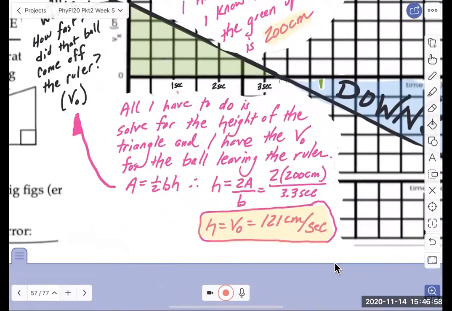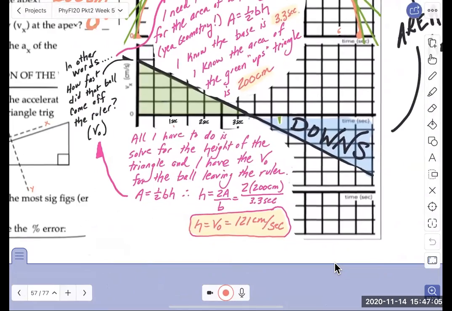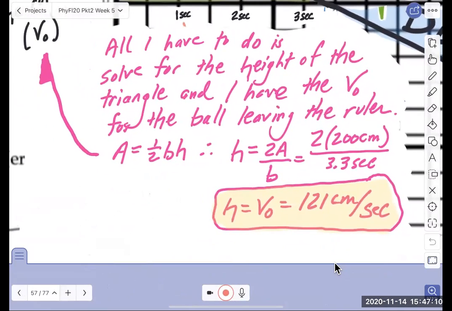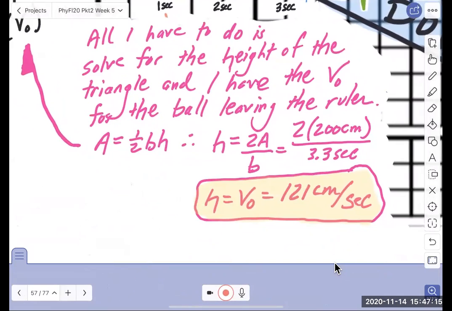It says, now all I have to do is solve for the height of the triangle, and that will be the v naught for the ball. So my formula is area equals 1/2 base times height. If I solve this for h, I multiply both sides by 2 to get rid of the 1/2, then divide both sides by b to get h by itself. I always put my isolated variable on the left side. That's standard practice. So h equals 2A over b, so we have 2 times 200 over 3.3, or, if I did my math right, hopefully 121 centimeters per second.